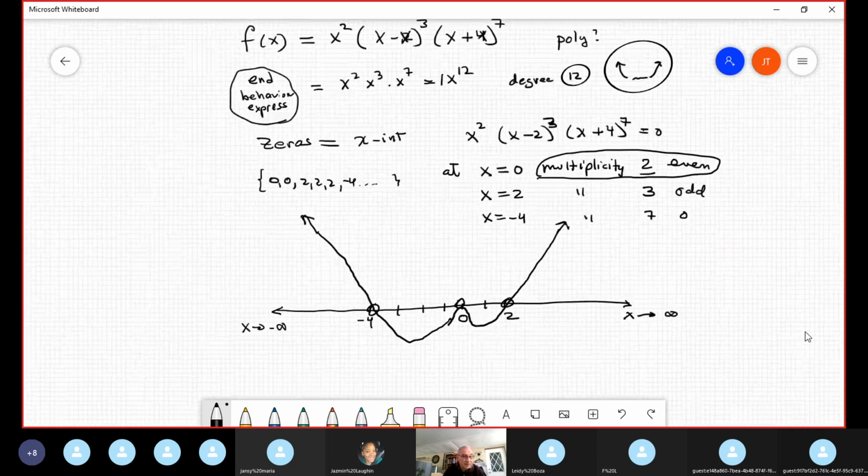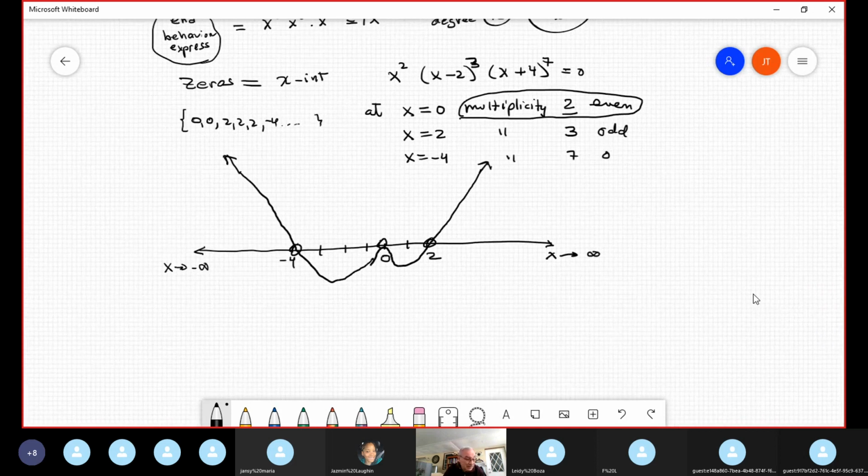Okay, entonces, to summarize: if the multiplicity is an even number, touch. If the multiplicity is an odd number, cross the x-axis. X-axis. Okay, let me go to the more complete.